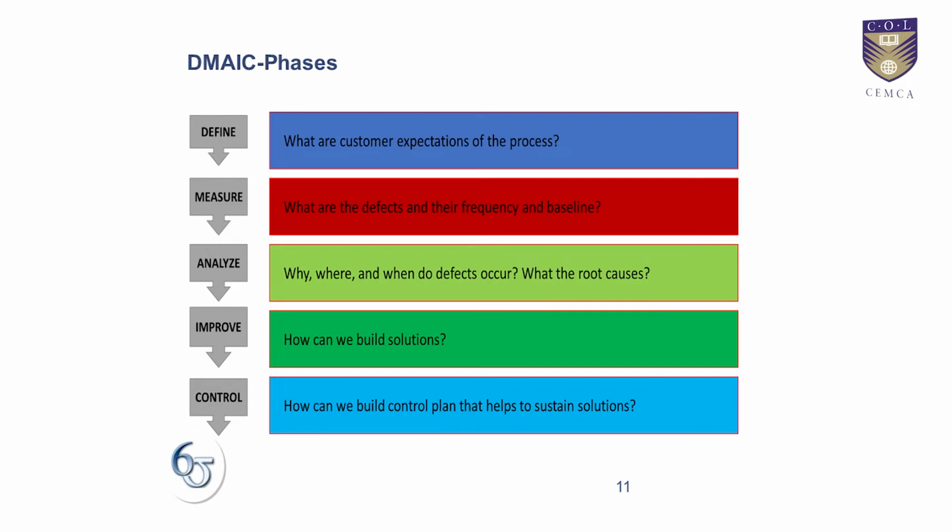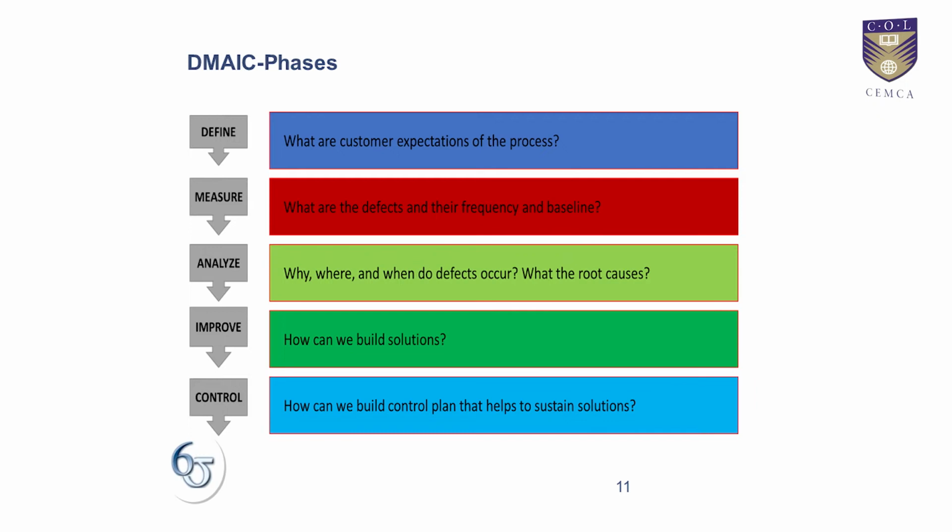The next phase is the measure phase. Whatever requirements or expectations the customer has told us, if we are not able to deliver them as of now, that means there is a problem in our process. How big is that problem? Which means how big is the pain? What is the current state of the process? What is the current quality of the products? That's what we try to understand in the measure phase.